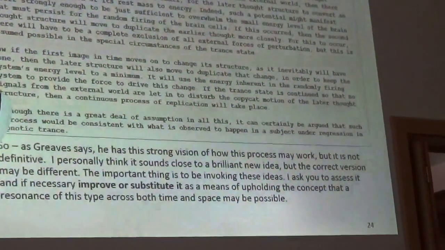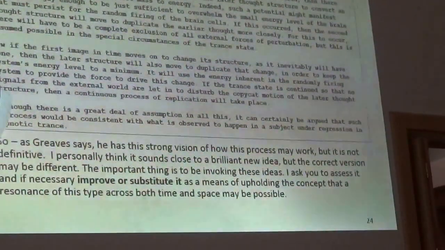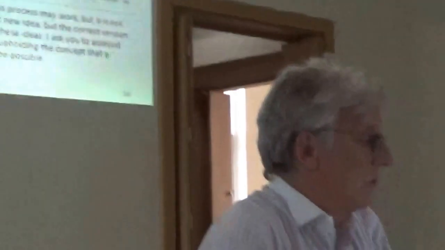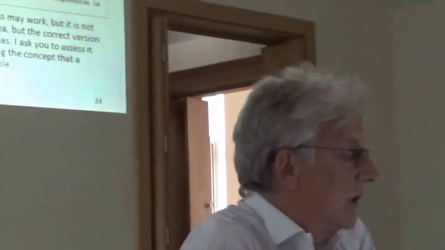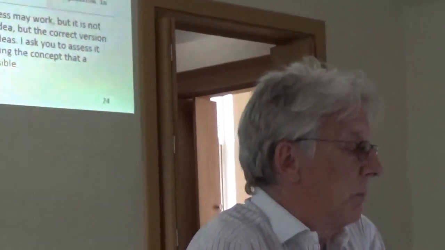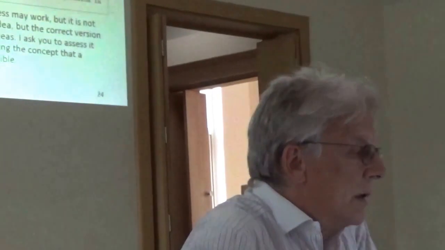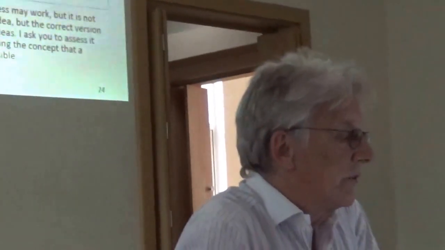If somehow into this random system of electrochemical currents is imposed a single thought structure that closely duplicates an earlier observation of the external world, then there will be an increasing potential, however small, for a later thought structure to convert an infinitesimal fraction of its rest mass to energy. I found this specious, and I still do, but he's looking for a mechanism. Indeed, such a potential might manifest itself strong enough to be just sufficient to overwhelm the small energy level of the brain that must persist for the random firing of the brain cells. I'm not sure I got that right.